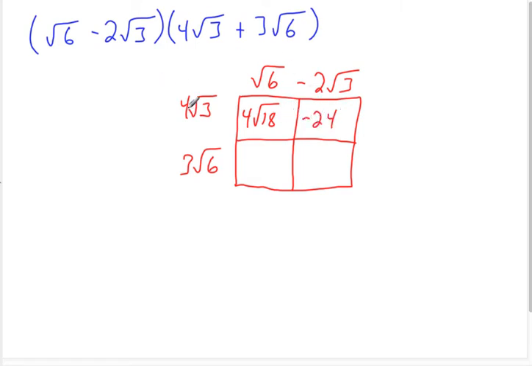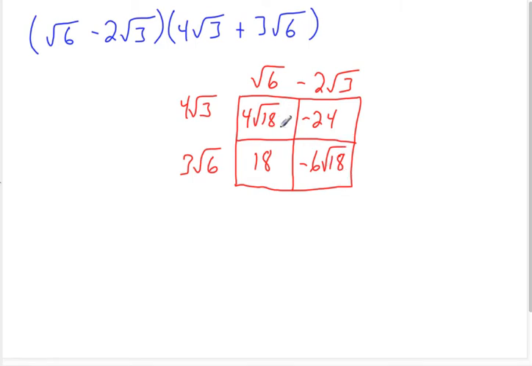We'll go through that again, because the 4 times 2 is 8, and then the root 3 times root 3 is 3, so 8 times 3 is 24, and it's negative. Similarly here we have 3, and then root 6 times root 6 is 6, so 3 times 6 is 18, and then here we have 2 times 3 is 6, but negative, and then root 6 times root 3 is root 18.